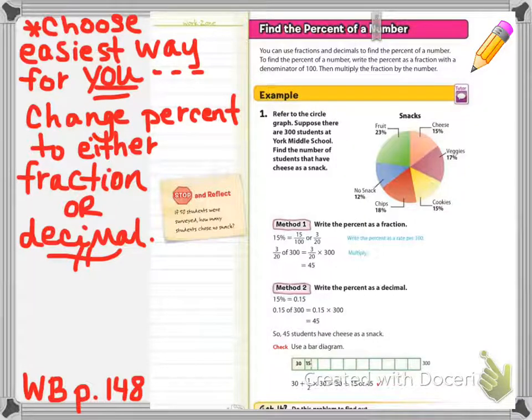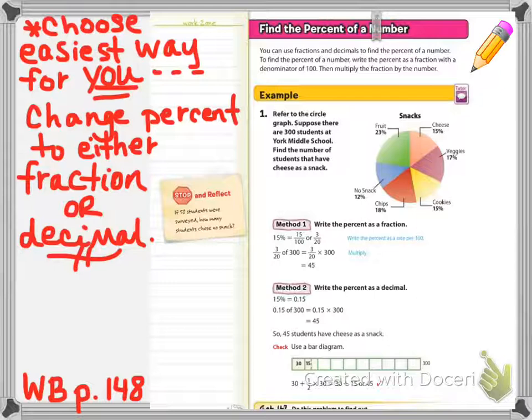Okay, moving on to the next page. Finding the percent of a number. Basically, you need to choose the easiest way for you, and it may depend on the number. You need to change the percent to either a fraction or a decimal. Sometimes the fraction is tricky, so that won't always be nice and clean, but it'll always work if you change the percent to a decimal. Then you're going to multiply it out.